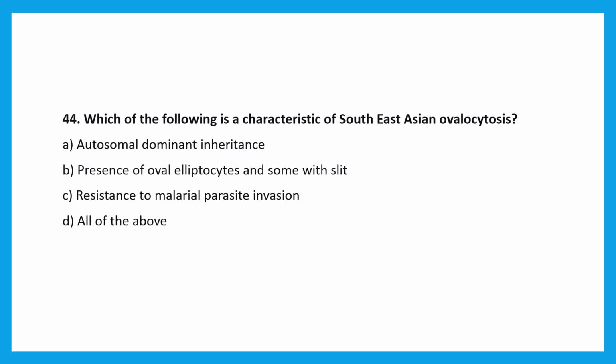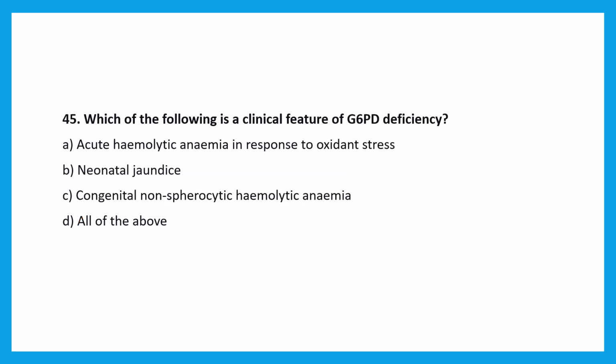Which of the following is characteristic of Southeast Asian ovalocytosis? We said all these are characteristics of Southeast Asian ovalocytosis. This is identical to another question that we discussed. Question number 45: Which of the following is a clinical feature of G6PD deficiency? We said that all of the above, which is acute hemolytic anemia in response to oxidative stress, neonatal jaundice, congenital non-spherocytic hemolytic anemia, all these are clinical features of G6PD deficiency.